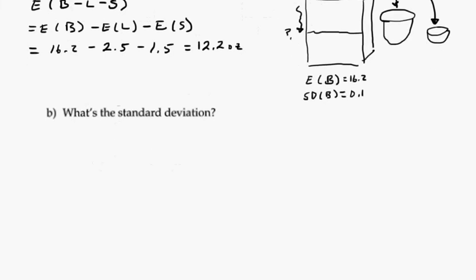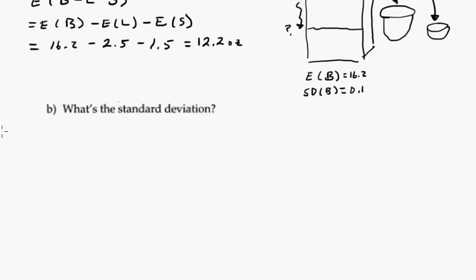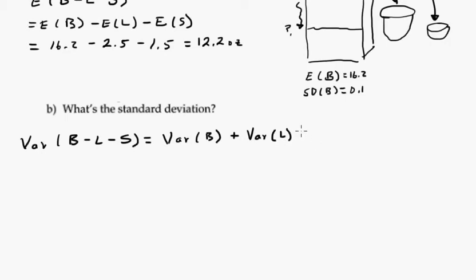Now we want to find the standard deviation. We need the variance, so let's start with the variance. The variance of the box less the large bowl less what's in the small bowl, what gets poured out, is the variance of the box plus, this is the key right here, plus the variance of the large plus the variance of the small, because the variability adds. Remember that the variance of x is the standard deviation of x squared. Another way of saying that is that the variance is the standard deviation squared.